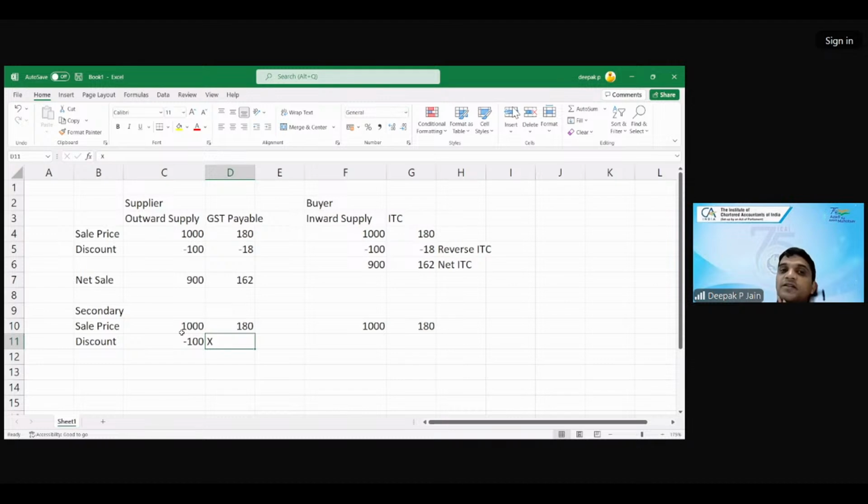In the valuation chapter, we have already read that it has to be a discount which satisfies all the conditions. In this case, it is not satisfying the conditions. So I will not reduce from my tax payable, and even the buyer will not reduce from his input tax credit, because this is a discount which we didn't decide. That's why I will not reduce. He will also not reduce. Clear in this sheet?